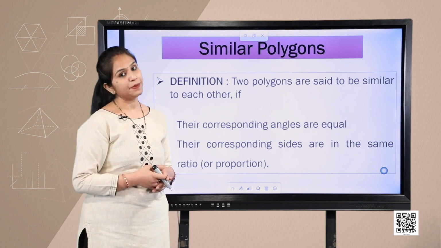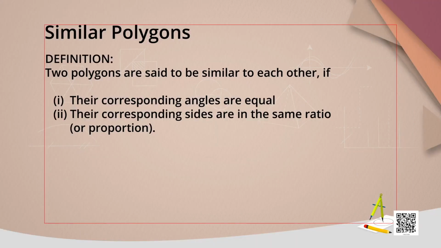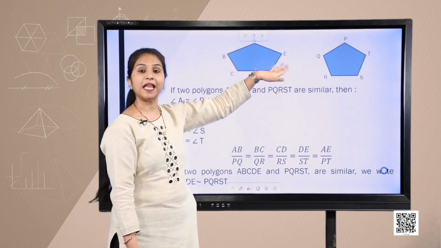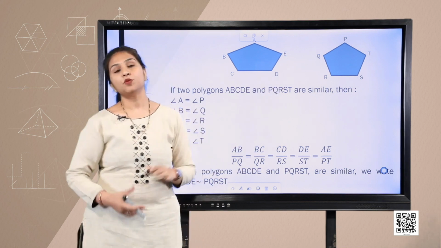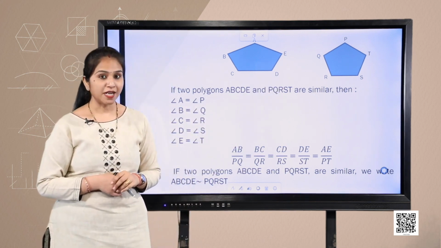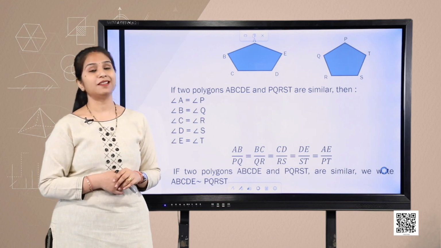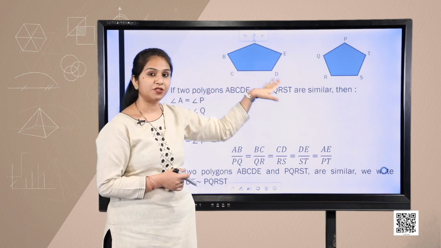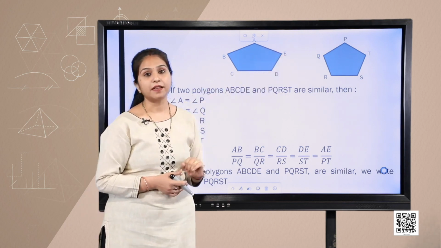Let us define similar polygons. Polygons are said to be similar if their corresponding angles are equal and their corresponding sides are in ratio, or the corresponding sides are in proportion. Let's see one example again. Children, here you can see we have two diagrams, pentagon ABCDE and PQRST, and suppose they both are similar. If they are similar, what can we write about them? That all the angles of the pentagon ABCDE are equal to the angles of the other pentagon, and their sides are in proportion.